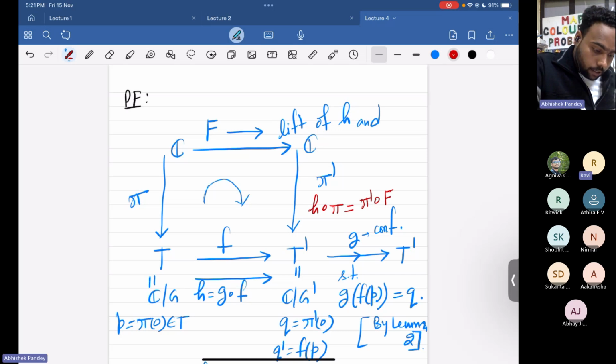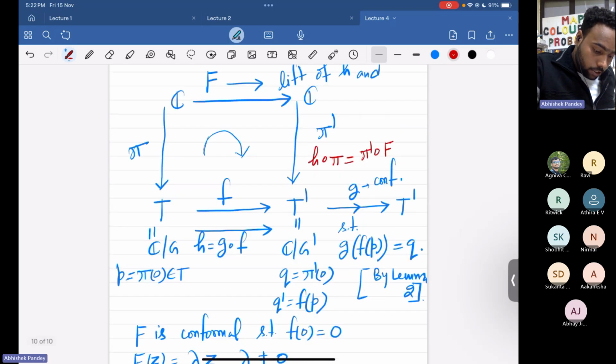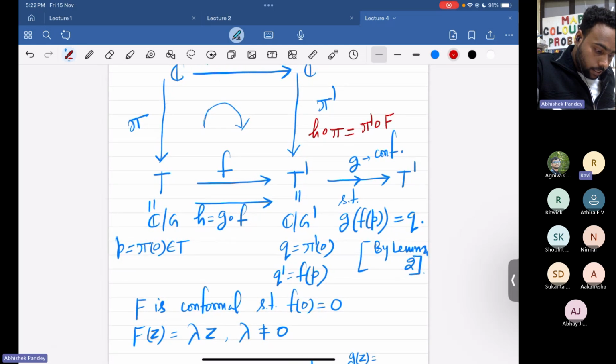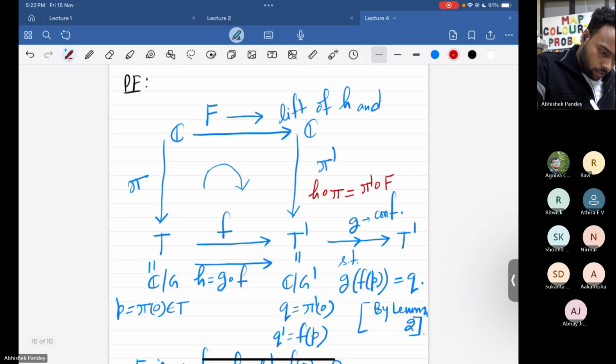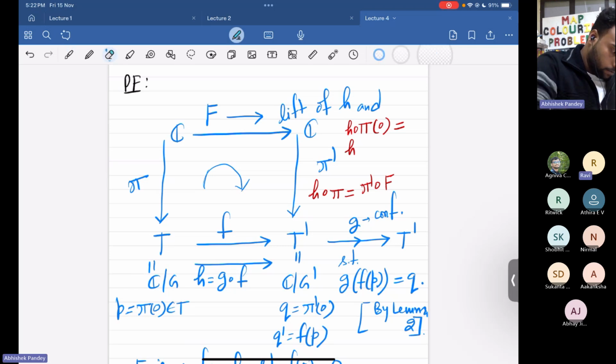So see, if you take pi of 0, this will give you h of p. What is h of p? H of p is q, which is q dash. So h composition pi of 0 is h of p, which is q.